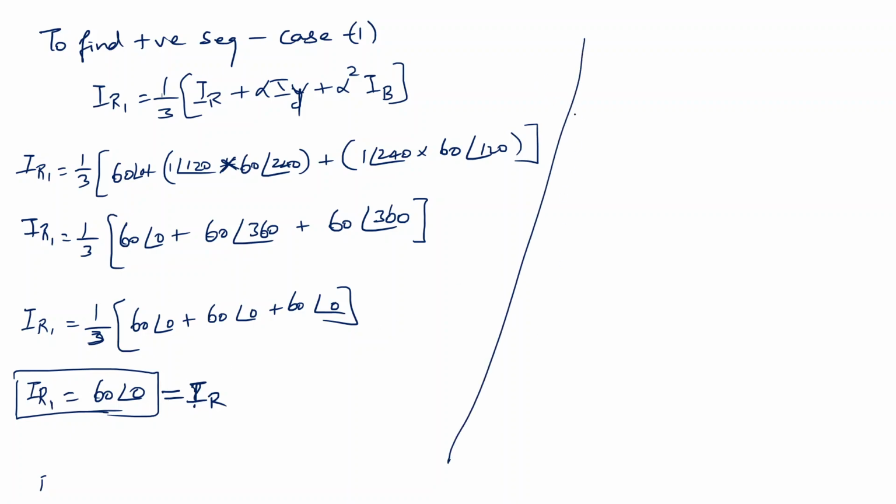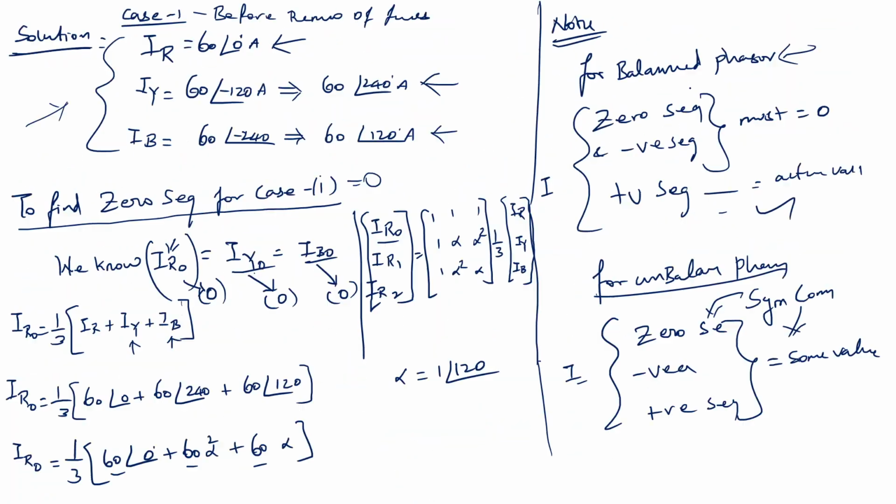Next, for the same positive sequence, if you want to find out IY1 and then IB1, tell me the formula. Tell me the value of IY1 with respect to IR.